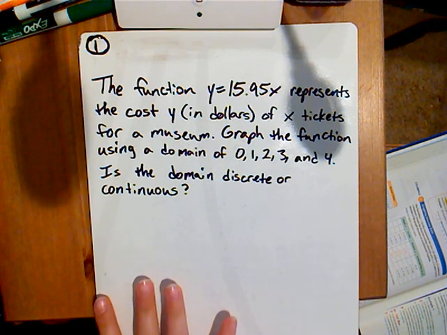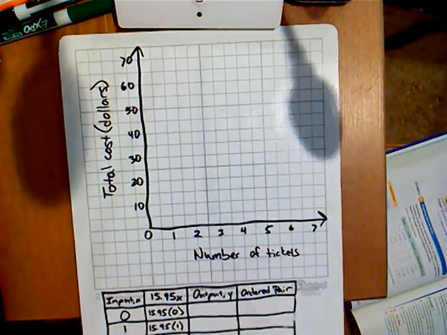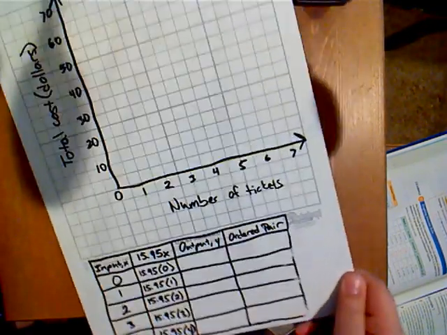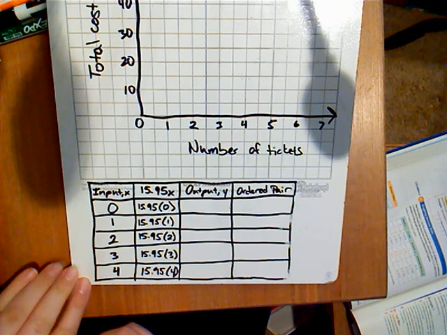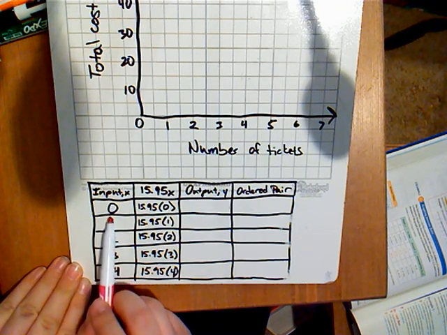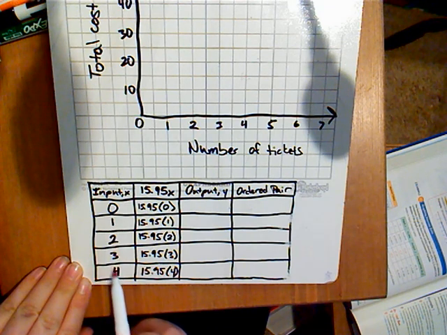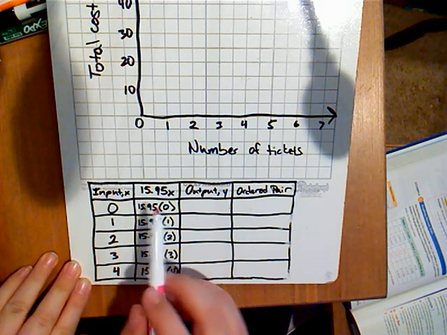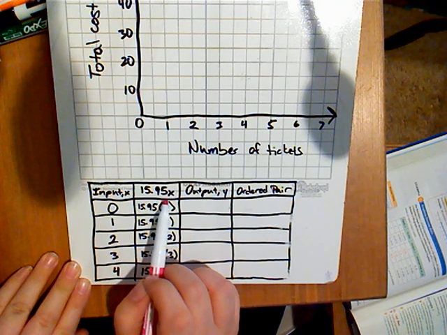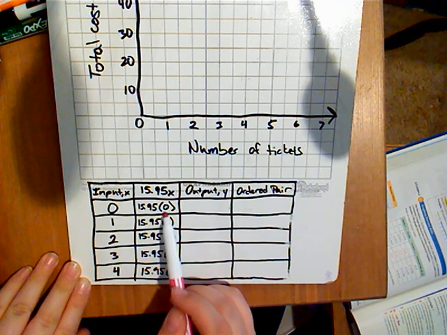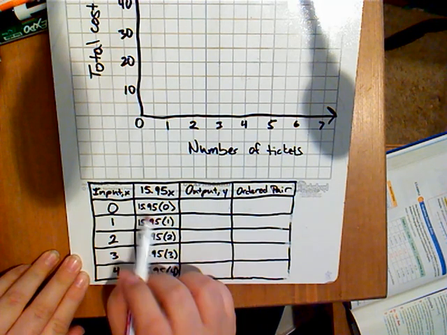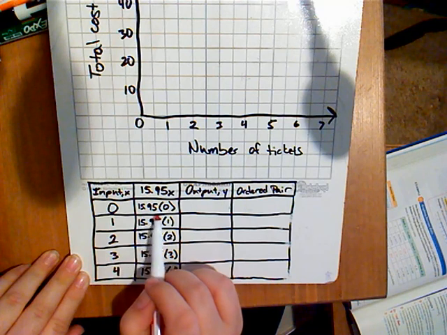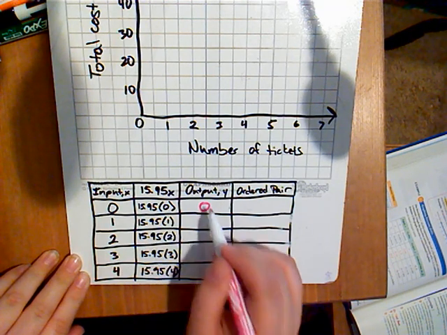Okay, so in order to graph this, first we have to figure out what our y values are going to be for our graph. So they told us what the input values were, what our x's were going to be. So we're using 0, 1, 2, 3, and 4. Okay, our function is 15.95x. So we plug those x values into the problem to give us the output, or the y. So with this one, 15.95 times 0 is going to be 0.